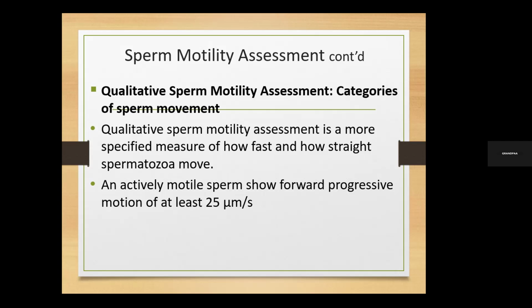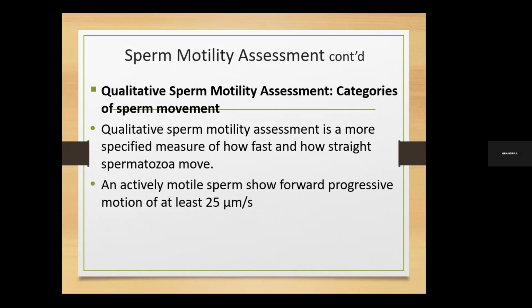Then you come to the qualitative assessment. When the sperm are moving, you are now going to assess the nature of the movement, and that is what people call the progression, or progressive movement.